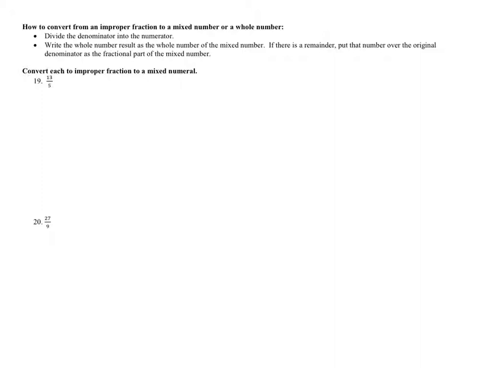Now let's look at an example. So for number 19, I want to convert 13/5 to a mixed number. So I'll set up long division, 13 divided by 5. I see 5 goes into 13 2 times evenly. 5 times 2 is 10, so I subtract and I get a remainder of 3. So I could say that 13/5 is 2 remainder 3, but to write this as a mixed number, I'm going to say the whole number part is 2, and I have that remainder of 3 out of the original divisor of 5. So 13/5 is 2 3/5.